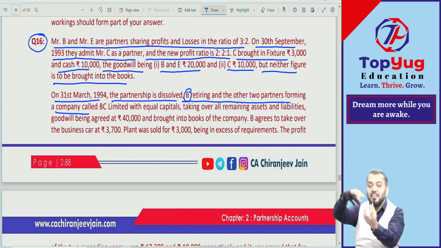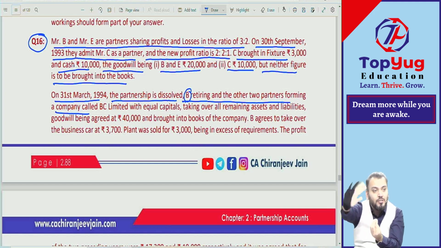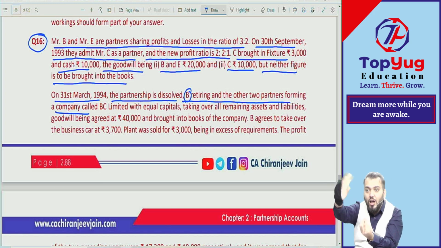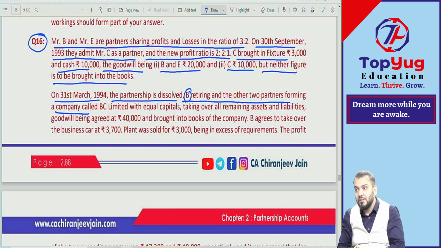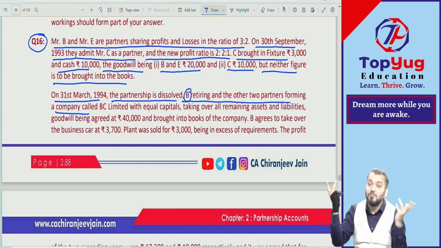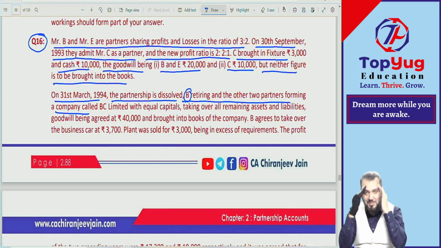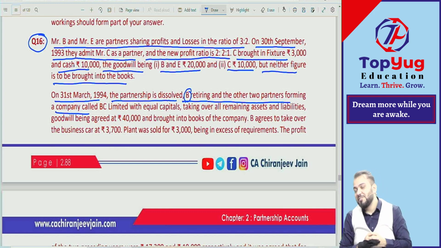Means can I say dissolution happened and B said I will not continue? Go out. Correct? And who will continue? The other two, E and C. They will continue in a company and they will form a company, and the name of the company is BC.